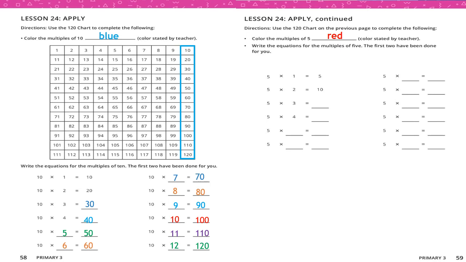In the next part of lesson 24, we will color the multiples of 5 in red. We know multiples of 5 always have 0 or 5 in the ones place. So the same column 10, 20, 30, 40, it's also multiples of 5. And 5, 15, 25, 35, also multiples of 5. So we will color all of them in red.